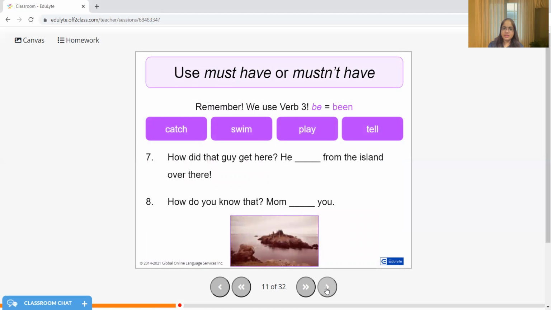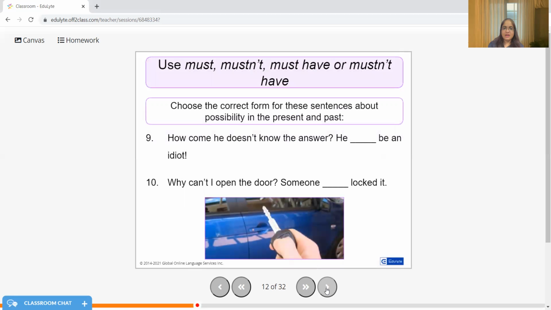How did that guy get there? He must have swum from the island over there. How do you know that? Mom must have told you. How come he does not know the answer? He must have been an idiot. Why can't I open the door? Someone must have locked it.